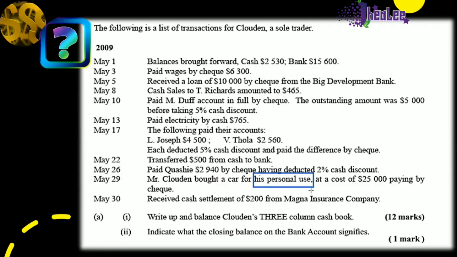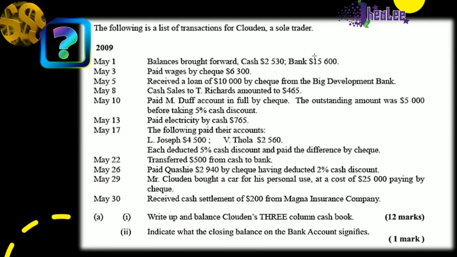We're not going to record in our books to indicate that Mr. Cluden bought a car, because guess what? This car wasn't purchased for the business use. It was purchased for personal use. So what we have to indicate is that this is an increase in drawings. Our drawings account would be debited, and the car was purchased by check, meaning that the amount was taken from the bank account. So therefore, we're going to show in the cash book that there is a reduction in the bank. And to do that, we have to make this entry on the credit side.